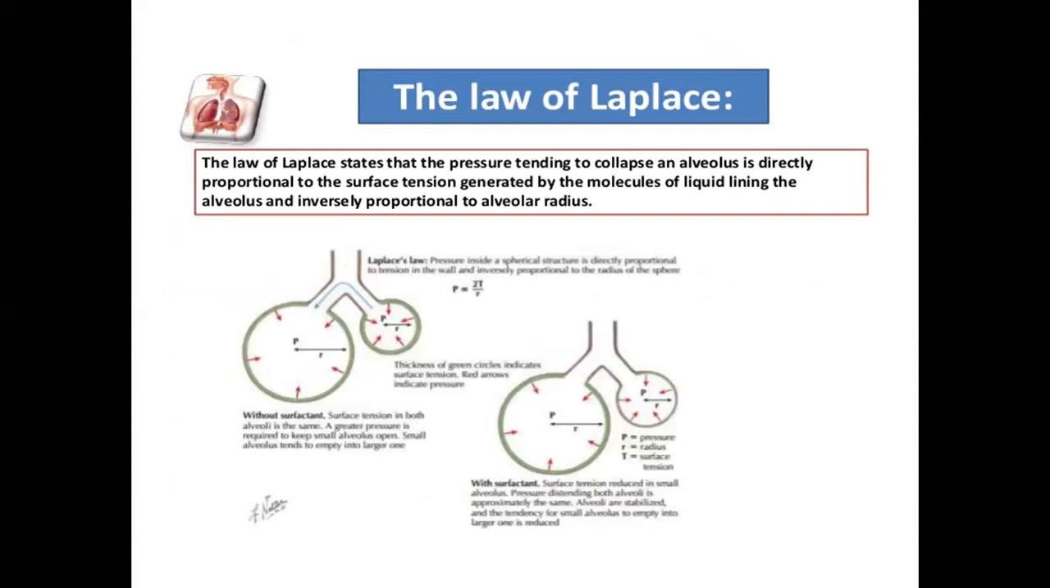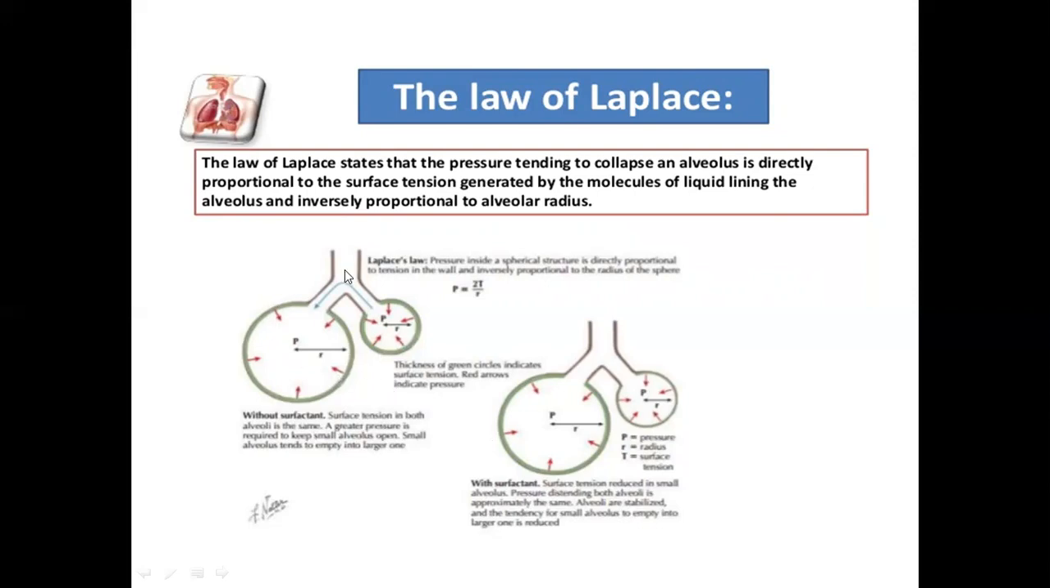You can see there are two adjacent alveoli, and as they are formed, they follow the law of Laplace. The stability will not be maintained. So the smaller alveoli will become smaller again, and the larger alveoli will become larger again, if there is no surfactant. This figure shows two parts: without surfactant, the stability of the alveolar size is not maintained.